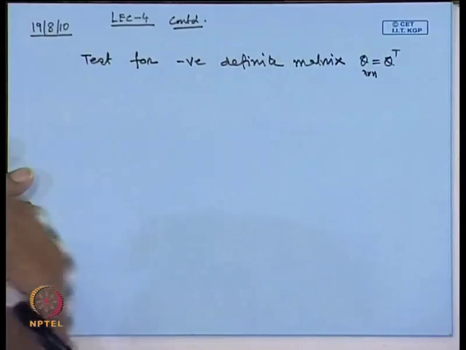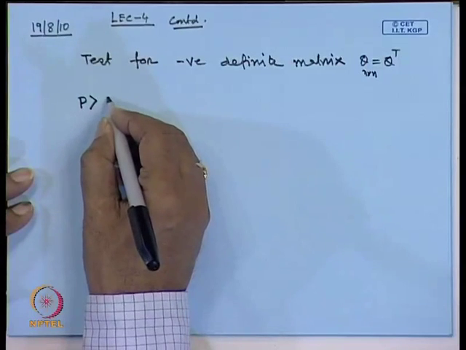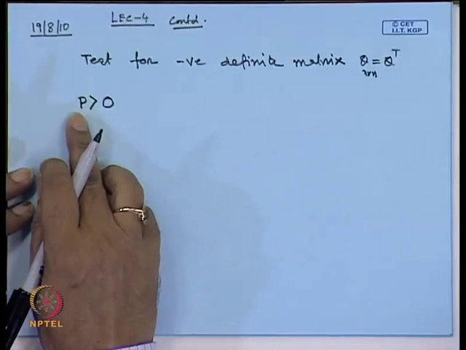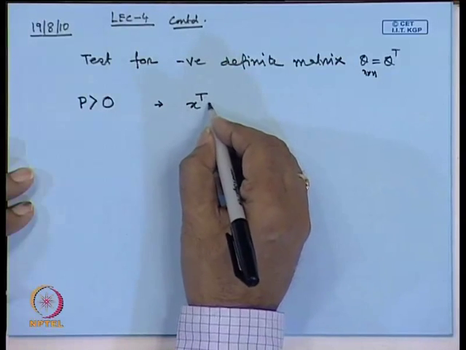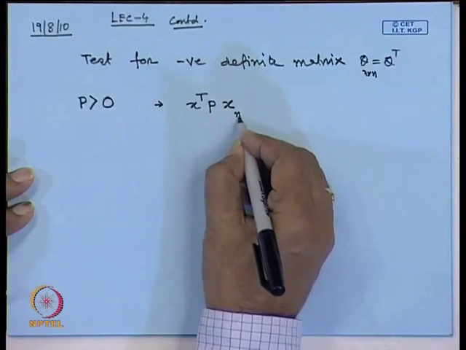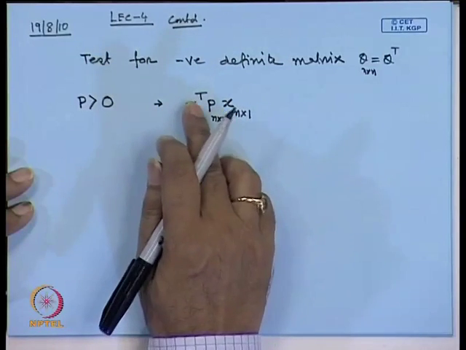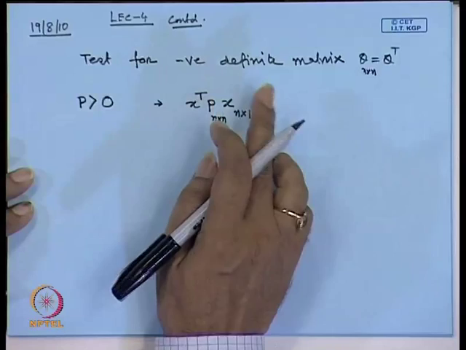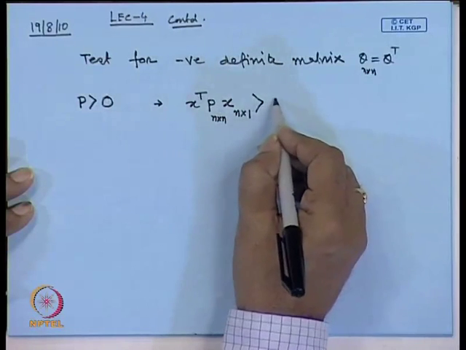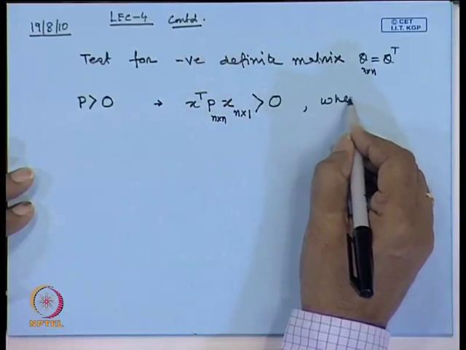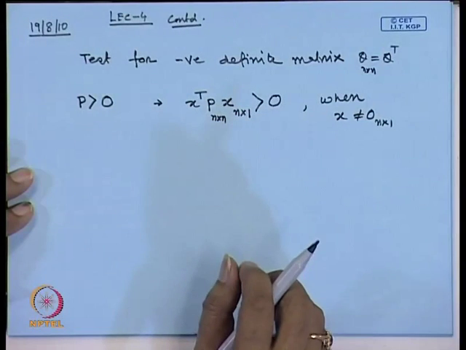If you recollect the positive definite matrix test, from our earlier discussion P greater than 0 indicates that P is a positive definite matrix. In other words, if you form a quadratic function with P and x, where x is any vector of dimension compatible with P, pre-multiplying by x transpose and post-multiplying by x, this value, which is a scalar quantity, is always greater than 0 when x is not equal to the null vector of dimension n cross 1. That is by the definition of a positive definite matrix.